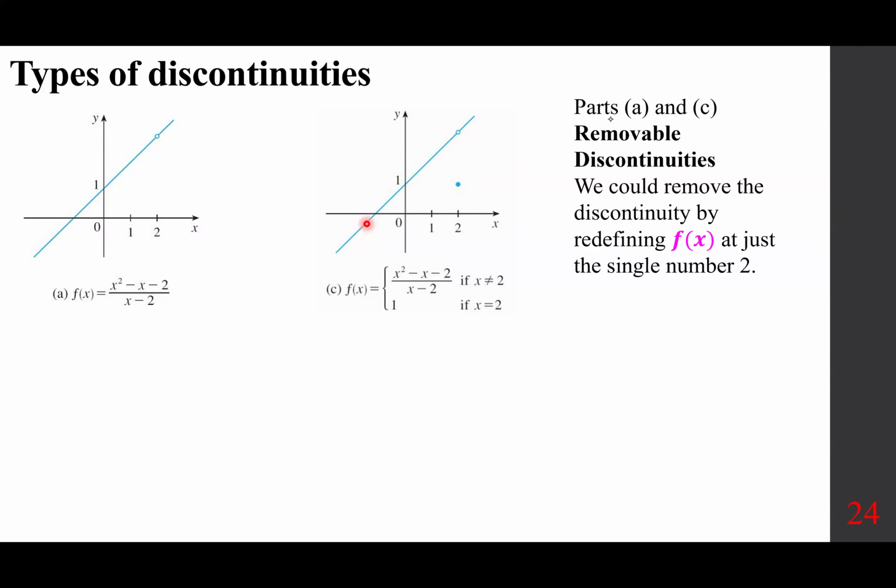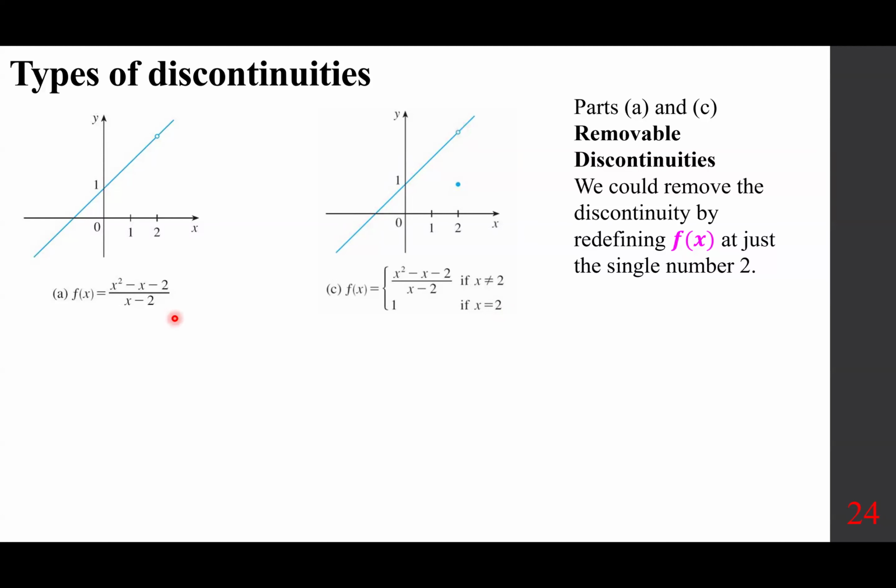So what are we looking at? Parts A and C are known as removable discontinuities. That means we can fix them. We could remove the discontinuity by redefining f of x at just the single number 2. In this case, you just redefine it and you fix it.